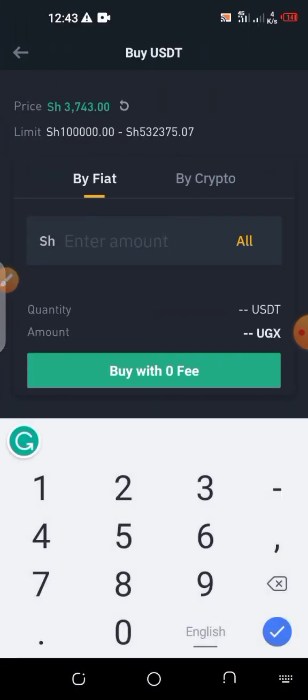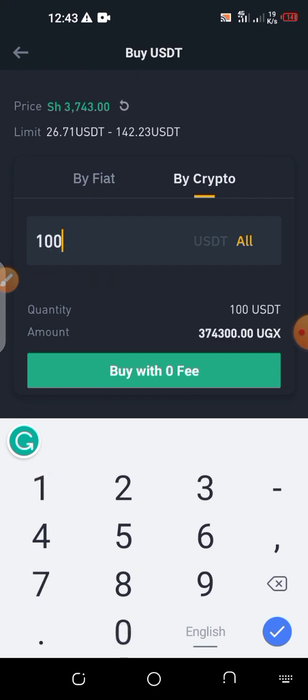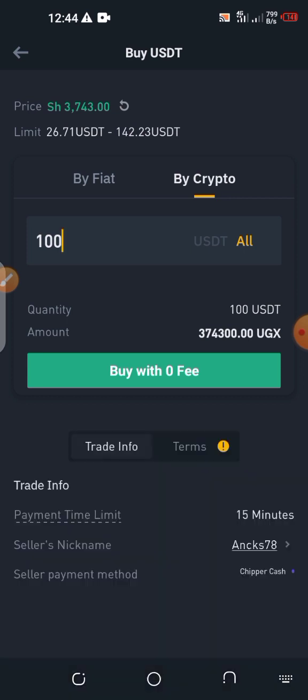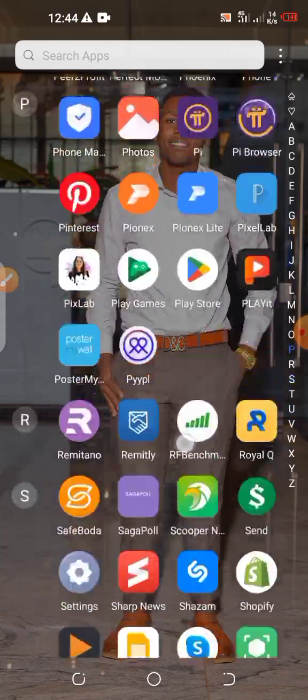So we are going to go here, buy crypto, then put 100 USDT. You see that you have to pay 374,300. Let's calculate and see.